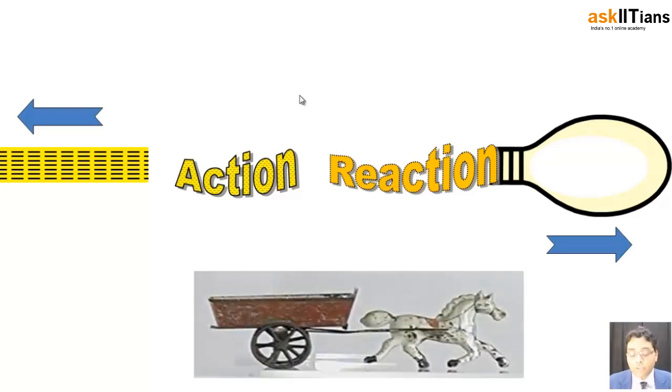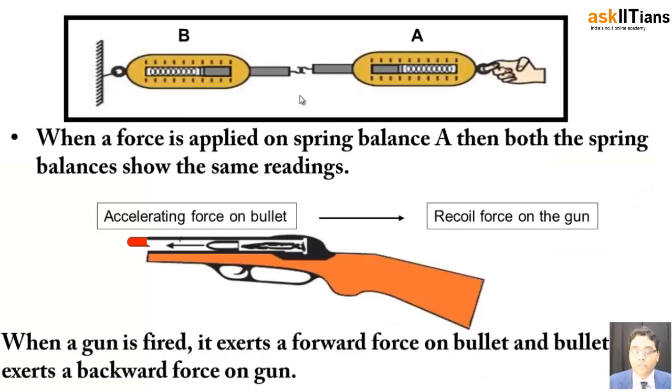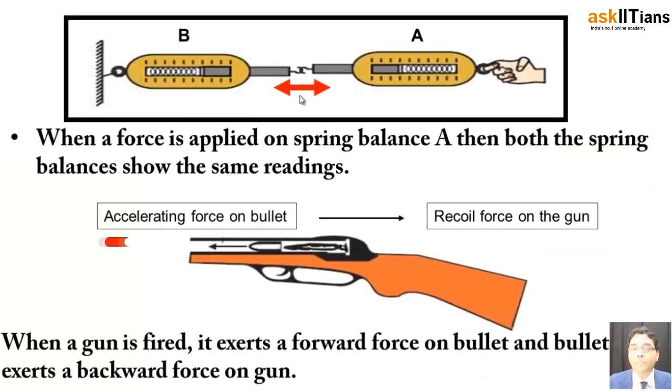We'll also try to understand separately the motion of a horse and a cart. The horse pushes the ground in the backward direction. As a result, the ground pushes the horse in the forward direction. Similarly, if you try to pull a spring, or if you throw a bullet out of a gun, in either case, as the bullet moves in the forward direction, the gun is pushed in the backward direction. Why?